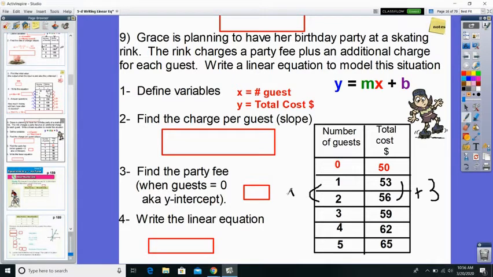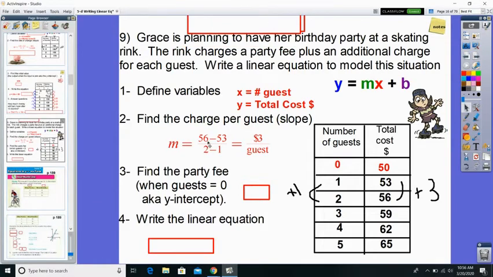Even if that y-intercept was not there, you could still find the slope very easily by doing your jumps. So they are charging you $3 per guest. Once again, you do not need to do the slope formula. You can just do your jumps and it will give you the same amount because the rate is constant.